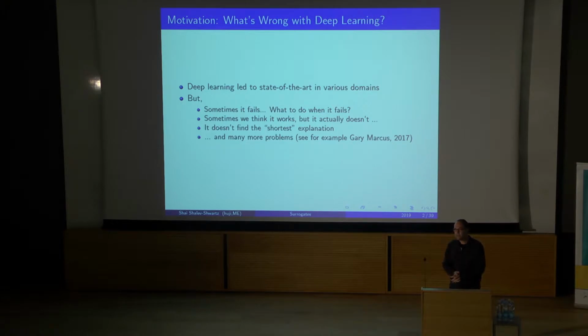So what's wrong with deep learning? Everyone hears about how great deep learning is, and indeed it led to state-of-the-art in various domains. But there are many, many problems with deep learning. The first problem is that sometimes it fails, and when it fails, you don't really know what to do because we don't really understand how to fix it. Sometimes we think deep learning works, but it actually doesn't. And sometimes it does something that looks okay, but it's not quite what we think it should do, in the sense that it doesn't find the explanation that we as humans would like it to find. And there are many, many more problems, and one nice summary of them is a work by Gary Marcus.